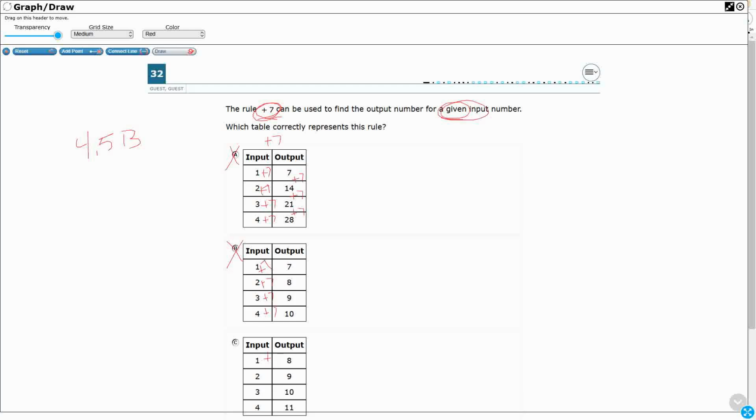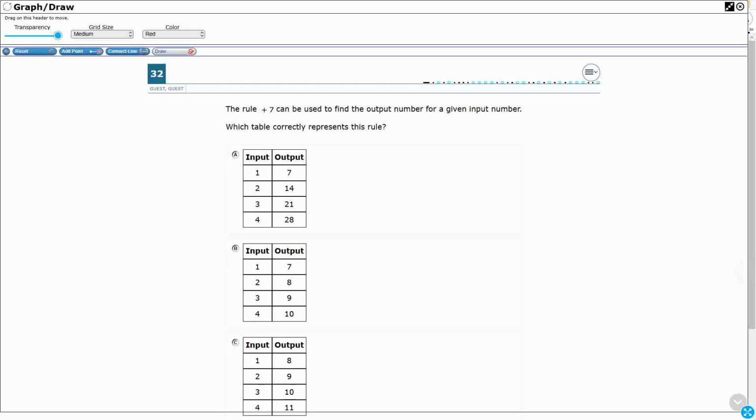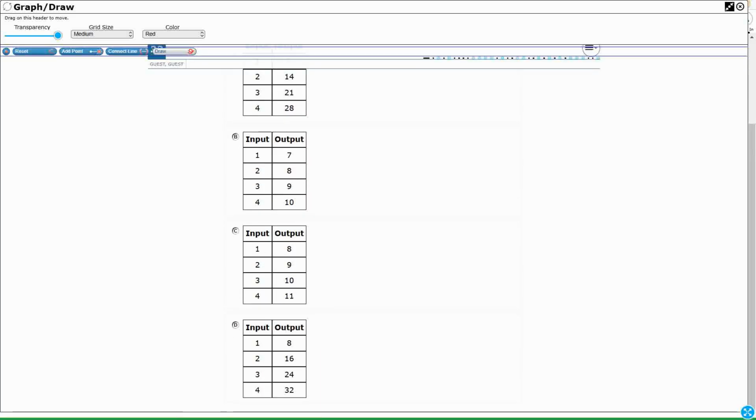Now, 1 plus 7 gets me 8. Okay. 2 plus 7 gets me 9. Yes. 3 plus 7 gets me 10. 4 plus 7 gets me 11. So I like C. Let's see what we have here for D. I'll erase all that. So the first one works. This is a plus 7. But now 2 plus 7 does not get me 16. And what this ends up being is a multiply by 8. It just happens to work on that first one. So D is kind of a tricky one here.